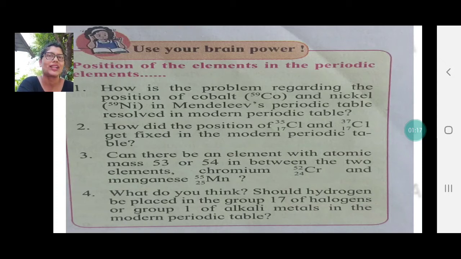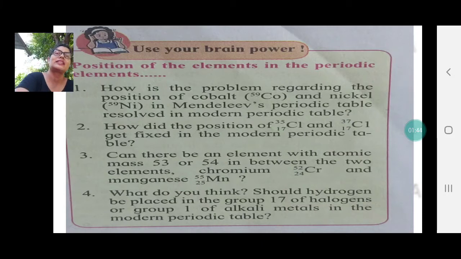Yes, the modern periodic table does not take into consideration the atomic masses. It takes into consideration the atomic number. And the atomic number of cobalt is 27 and nickel is 28. And so definitely cobalt is placed before nickel according to the law in which the elements are placed in increasing order of their atomic numbers.